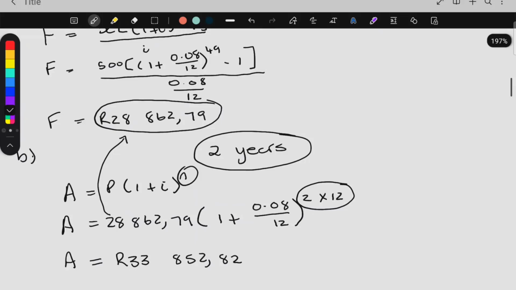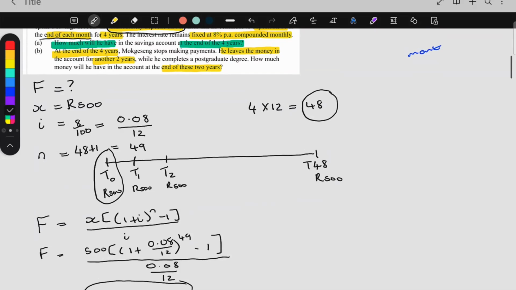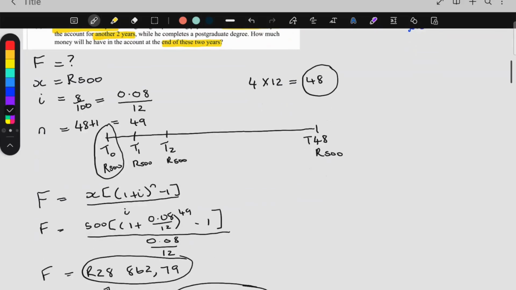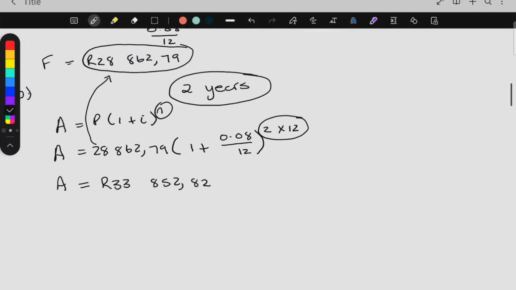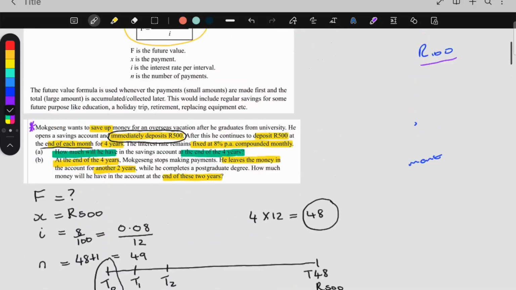So that's how you do a question like this. By A, we use the F formula because he was making regular payments into his savings account. By B, we use the A formula because he's not making regular payments and the money must just grow with interest. And we got a final amount of that after those 2 years. And that's how you do that example, grade 12.